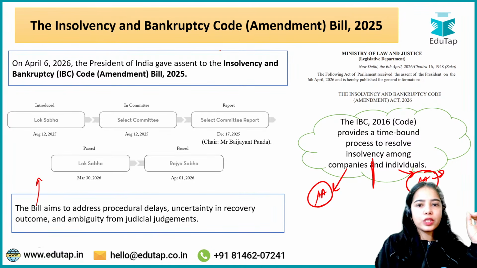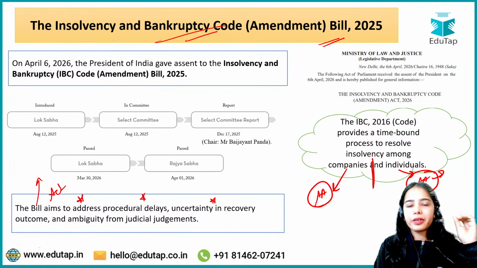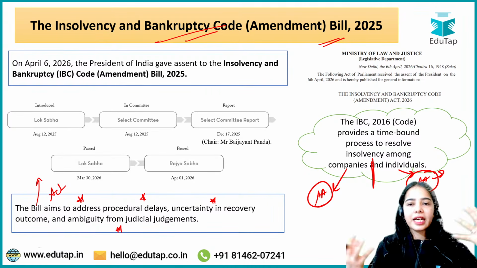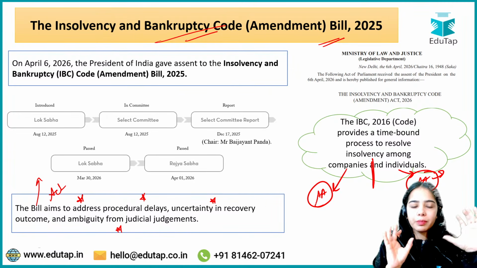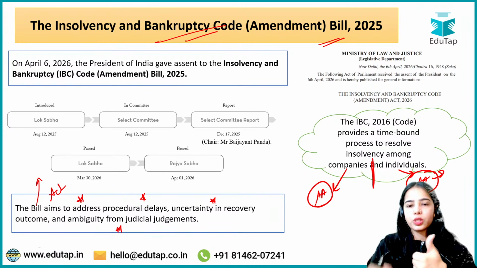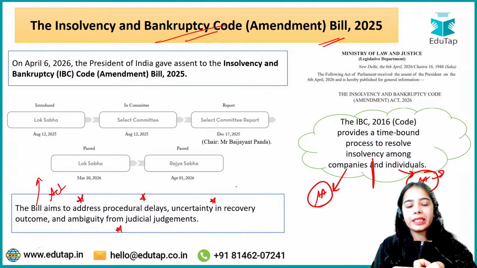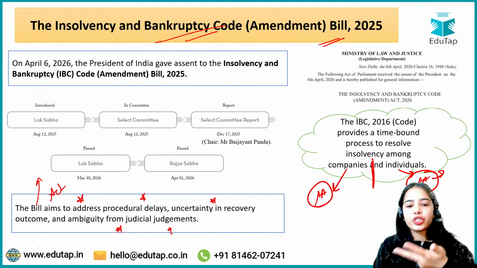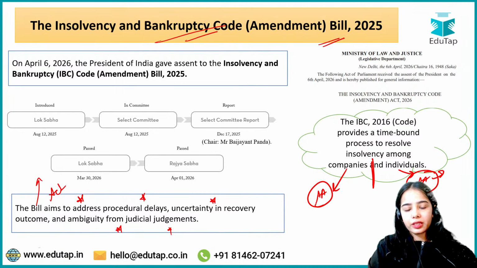Now the bill, that is the Insolvency and Bankruptcy Code Amendment Bill 2025, now it has become the act. It aims to address procedural delays, uncertainty in recovery outcome, and ambiguity from the judicial judgments. So there are major amendments that have been brought through this particular act, which we are going to discuss. But the bill aims to address the procedural delays, so the timelines have been very clearly noted, as well as the uncertainty in the recovery outcome, that is also catered to under this bill, and ambiguity from the judicial judgments. So these are the problems that are catered to under this amendment bill, okay?